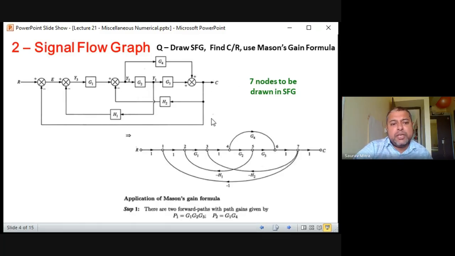Below I am showing, converting this block diagram into a signal flow graph. This is the main art. First, from R coming 1. So what is 1? 1 is this summing point 1, and then from summing point 1 to summing point 2 they are giving E, that is the error signal, gain is 1. Then summing point 2 to summing point 3, the gain is G1.